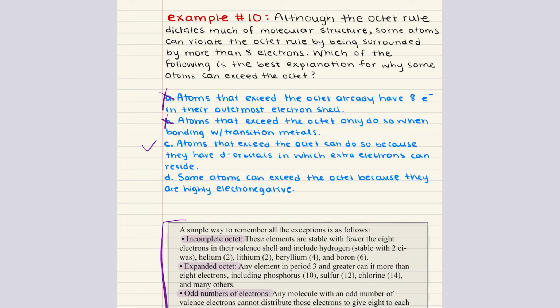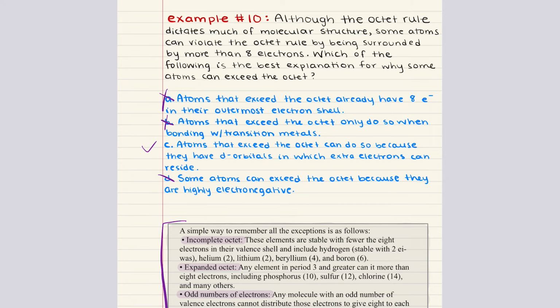D says some atoms can exceed the octet because they are highly electronegative. This statement is incorrect. Electronegativity is a measure of an atom's ability to attract electrons, but it does not explain the ability to exceed the octet. The capacity to exceed the octet is related to the availability of additional orbitals, specifically d orbitals. So the correct answer for 10 then is C.